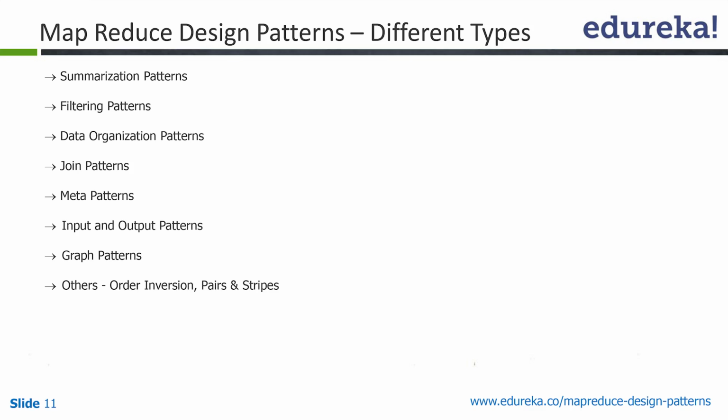Then we have the data organization patterns. Let me explain this with a little bit of an example. You have unstructured data out there, for example, the data you get out of Twitter. And you have some data coming out of an RDBMS. You want to join these two together and put it in a hierarchical format so that the processing on these becomes faster.